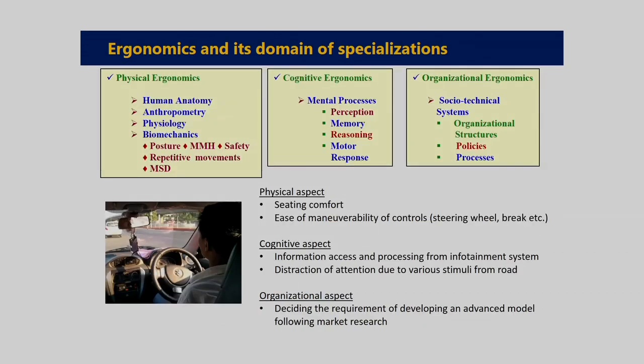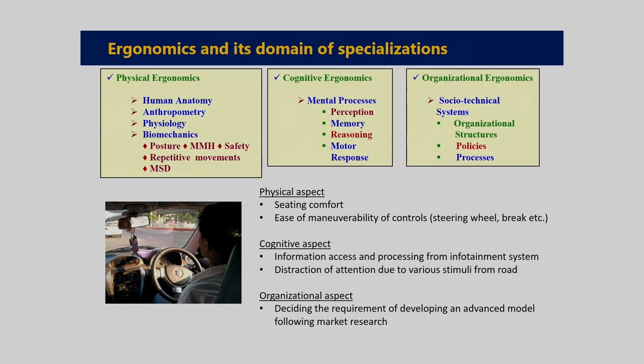Now, after discussing ergonomics and its importance in automotive design, we are coming to the next portion. In this subtopic, we are discussing domains of specialization. The subject ergonomics or human factors, we can categorize mainly under three domains of specialization. One, physical ergonomics, second, cognitive ergonomics, and third is organizational ergonomics.